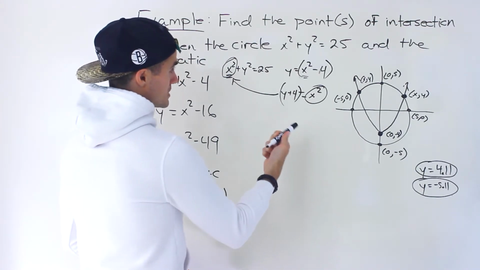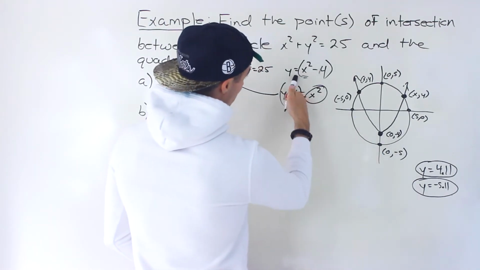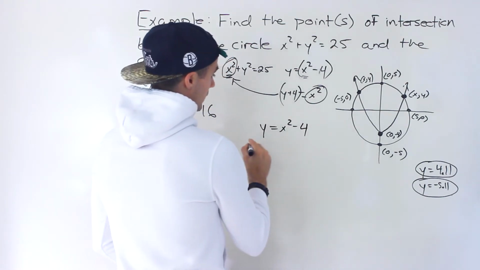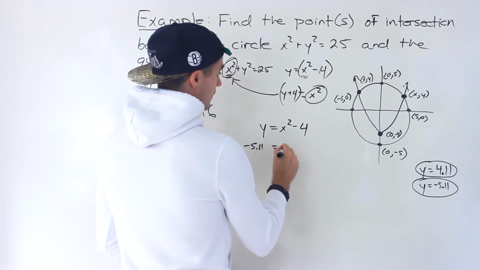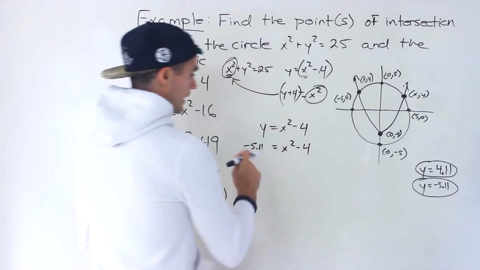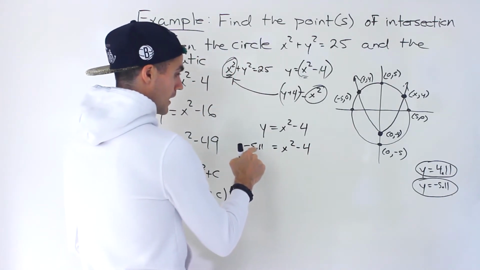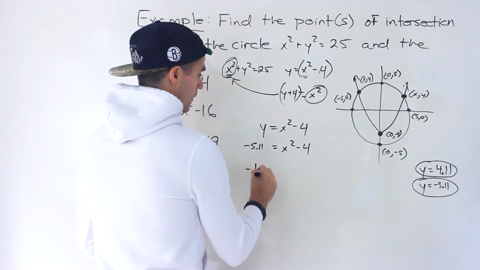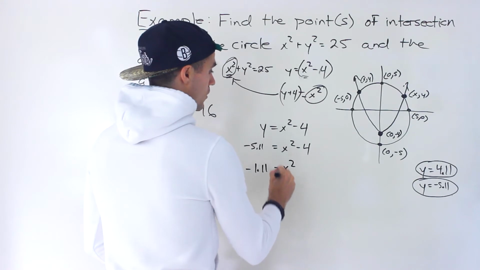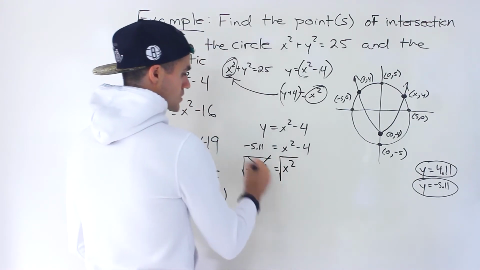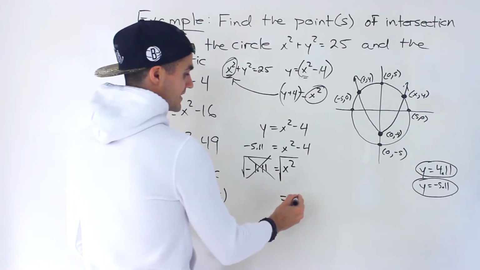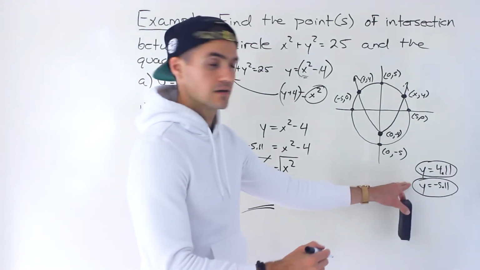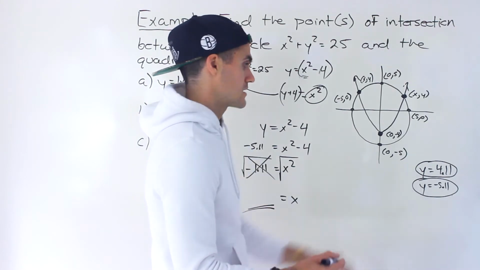Well, notice that if we take this y value, negative 5.11, let's say we plug it in over here into the quadratic, plugging in negative 5.11 here, well, notice, bring the negative 4 over, or negative 5.11 plus 4 would give us negative 1.11. We'll have x squared equal to that. Notice we can't square root a negative. And so we would get no corresponding x values for this negative y value. Okay, it's not going to work out.